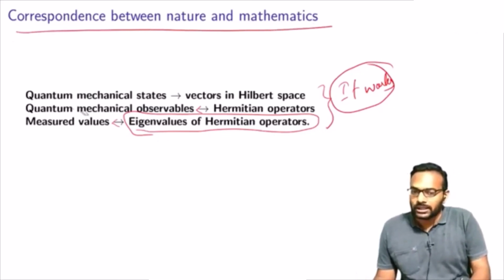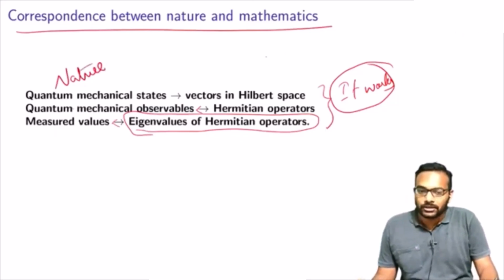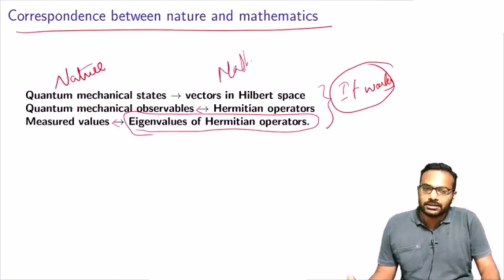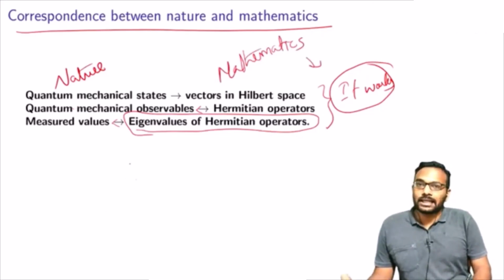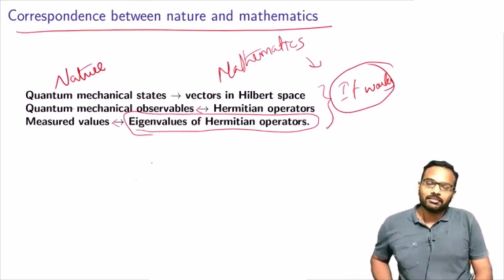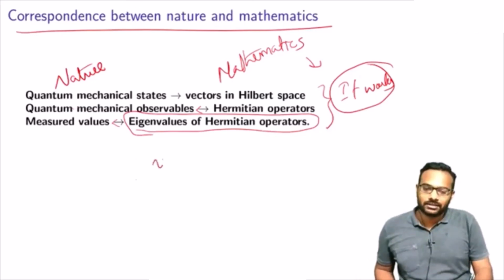On one side, you have got nature. There are quantum mechanical states, etc. And on the other side, you have got mathematics. So you see that there is a nice correspondence between nature and mathematics. And as I said earlier, it works. And it works to that extent that people say that mathematics is unreasonably effective. It was Eugene Wigner who said that mathematics is unreasonably effective. We don't know why mathematics is so effective, but it works unreasonably well.